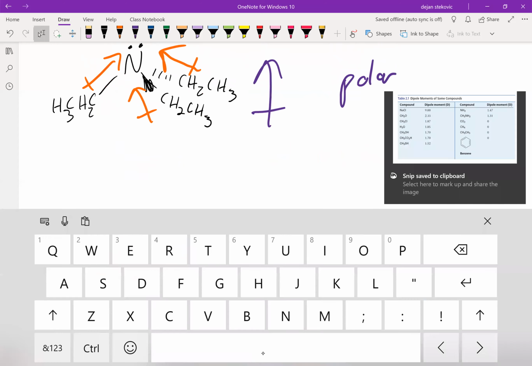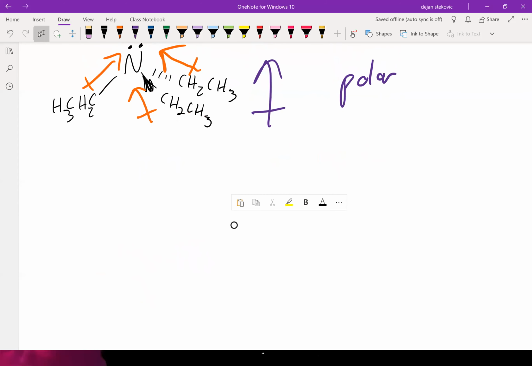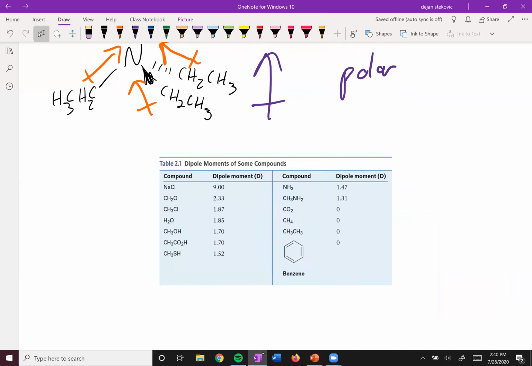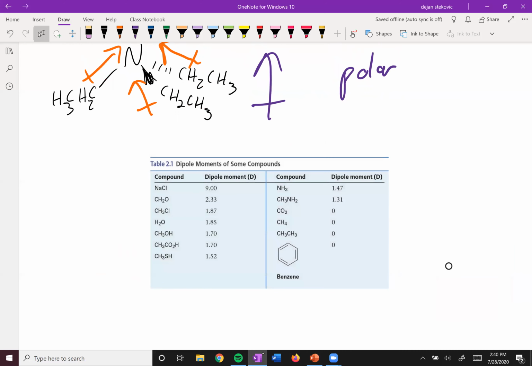So here's just a table from your book that shows different compounds and their dipole moments. A bigger dipole moment means a more polar molecule. So you can see something like sodium chloride, very ionic, very polar. CH2O, think about what the Lewis structure would be here. This is actually formaldehyde. So it's something like this. So there's a net dipole right there.